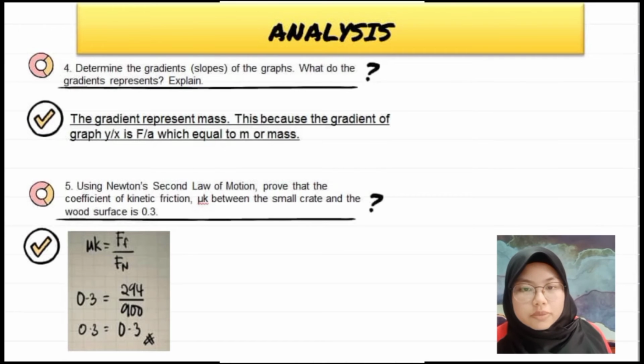Determine the gradients or slopes of the graph. What do the gradients represent? Explain. Here the gradient represents mass. This is because the gradient of the graph, y over x, is equal to F per a, which is F per a equal to m, or mass.